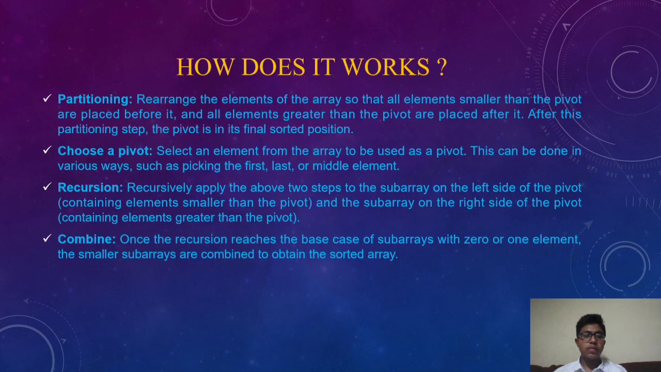Next, how does it work? Partitioning, choose a pivot, recursion, and combine. Partitioning: rearrange the elements of the array so that the elements smaller than the pivot are placed before it, and all the elements greater than the pivot are placed after it. After this partitioning step, the pivot is in its final sorted position.